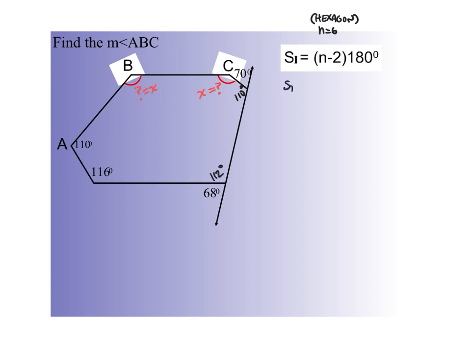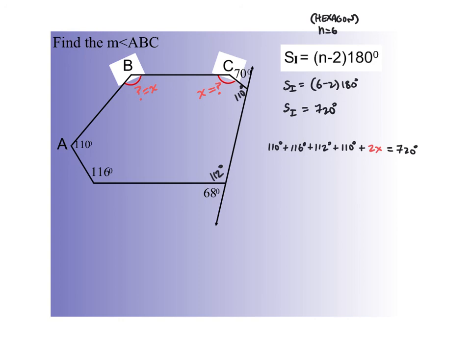Okay, so if this is a hexagon, the sum of the interior angles of a hexagon would be 6 minus 2 times 180, which would be 4 times 180. 4 times 180 is 720. Now again, my goal is to find the missing angle value. So I can write an equation using the 6 angles that I know. I know I have 110, I have 116, I have 112, I have another 110, and then I've got 2 X's, which are the same measure, and those should all add up to the sum of the interior angles here.